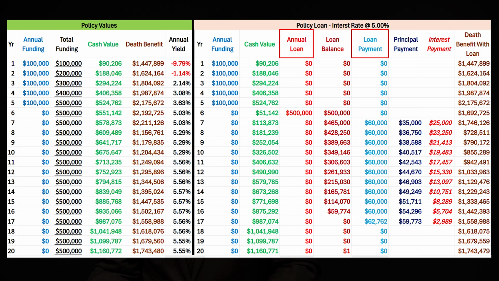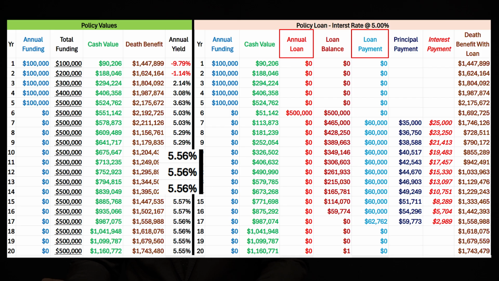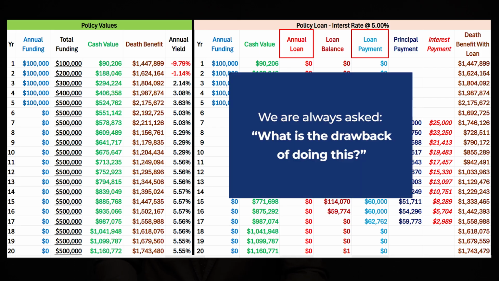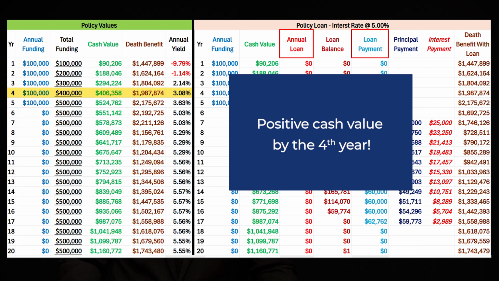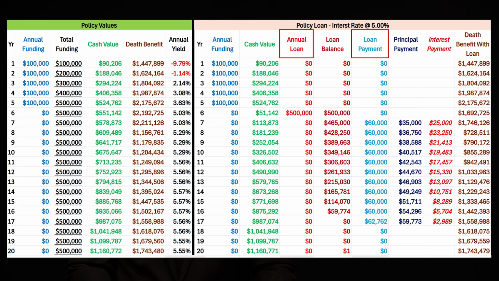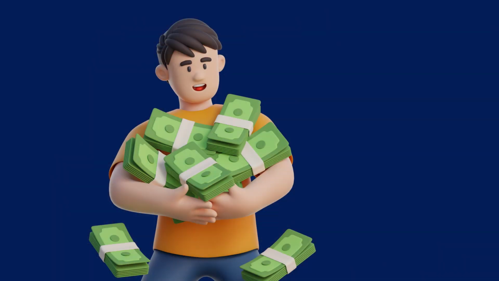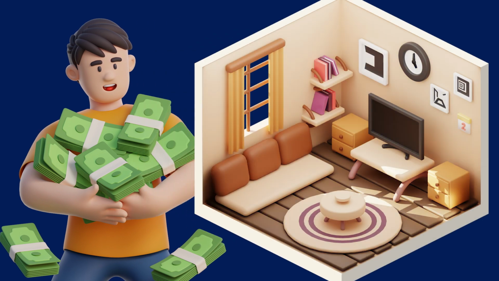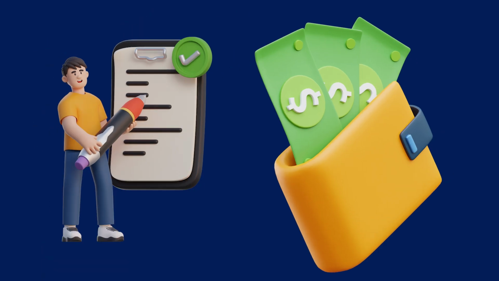In this example, we saw that he earned a peak annual rate of return of about 5.5%. Now, the drawback was the early years, where he actually had a negative return. So it does take time to overcome that. But when we look at those returns, that's tax-free, and there's also no risk. And then I can use that same money to go out and buy an investment property, and that's going to earn me a return on my money. So now I'm earning a return on both the life insurance policy and also my real estate.